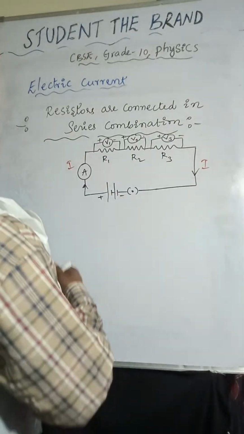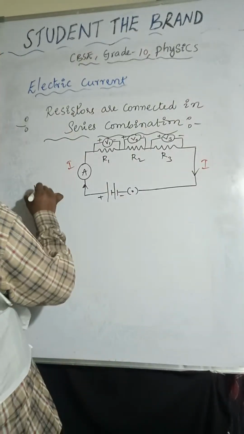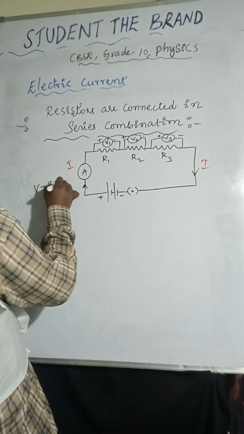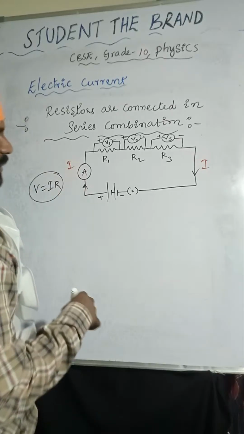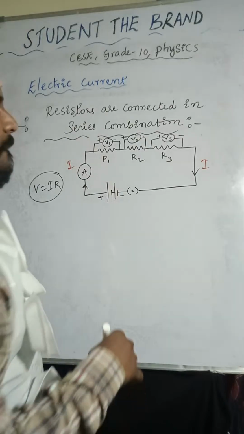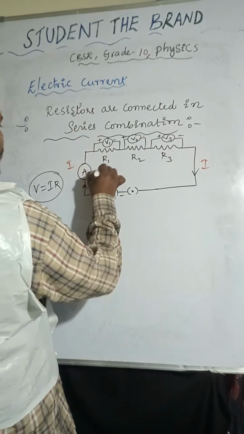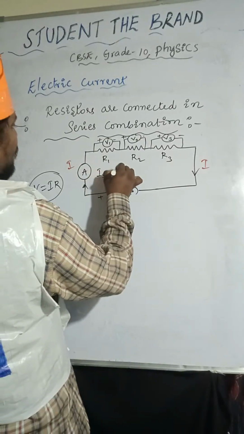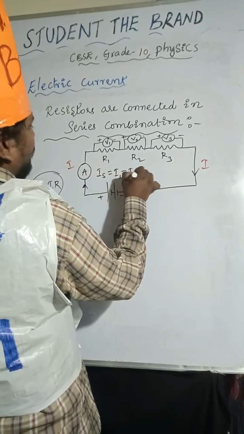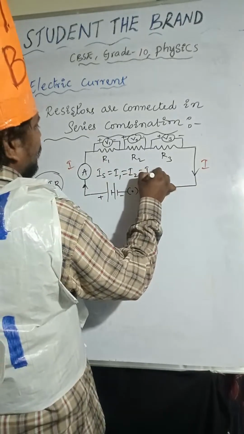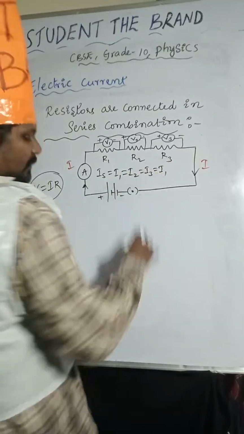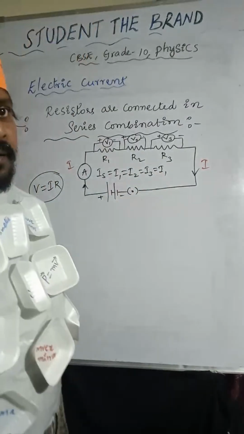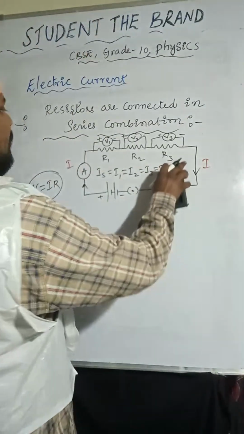Now from Ohm's law, V equal to IR. So here I equal to I1 equal to I2 equal to I3, because throughout the circuit the current is the same.